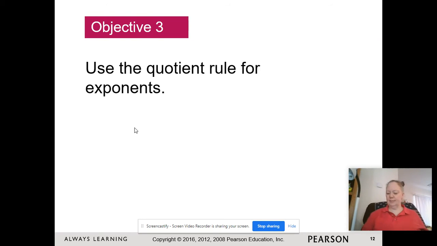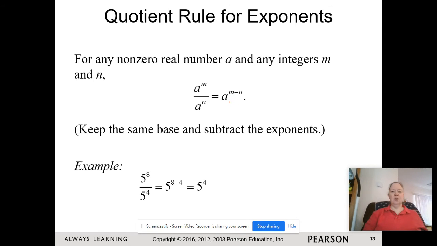All right, this is the second part of section 4.2. We're going to talk about the quotient rule. So let's say, for example, I have 5 to the 8th divided by 5 to the 4th.